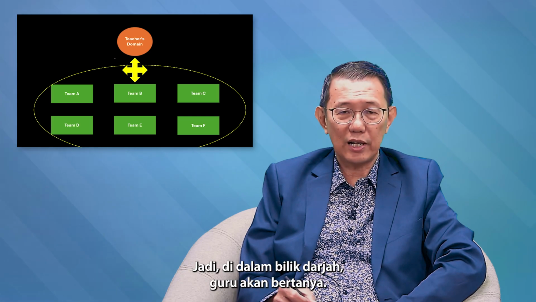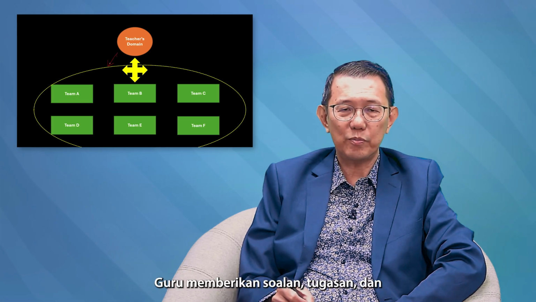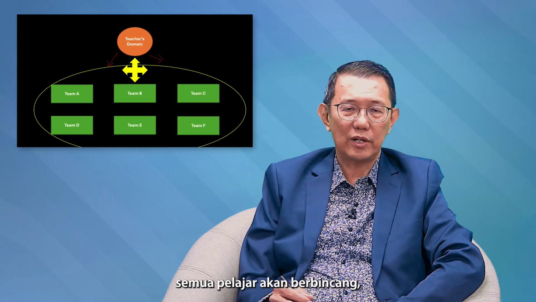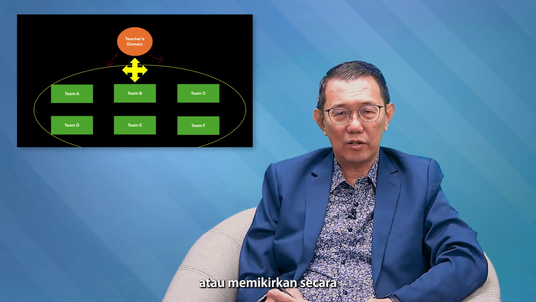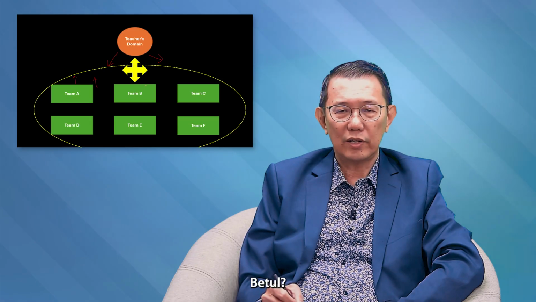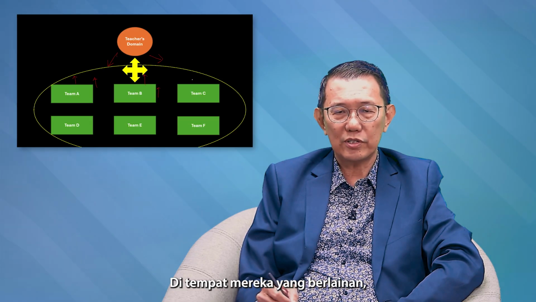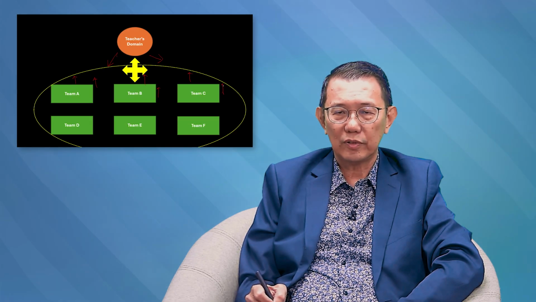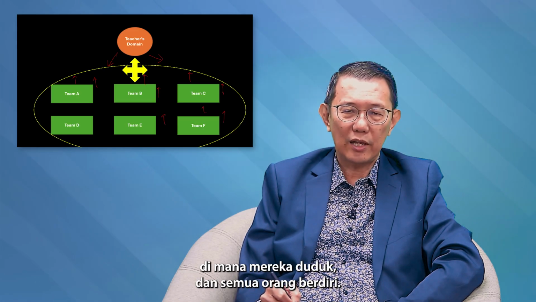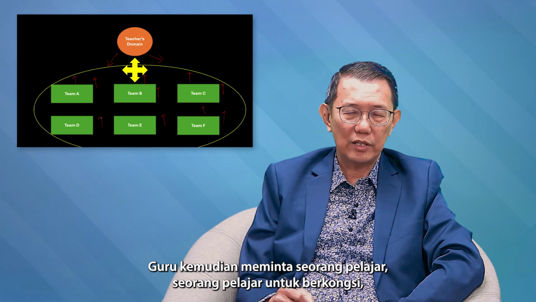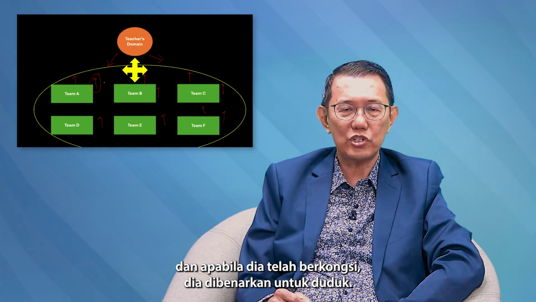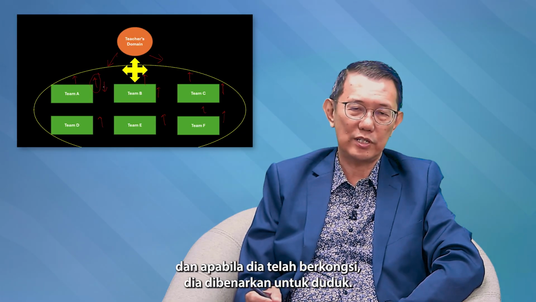So what happens is, in a classroom, the teacher will give the question, the task, and all the students will be discussing or thinking on their own, and then they will all stand where they are, right? In their various places. They can be standing in their groups, where they are seated, and everybody is standing. The teacher then asks one student to share, and when he has shared, he is allowed to sit down.